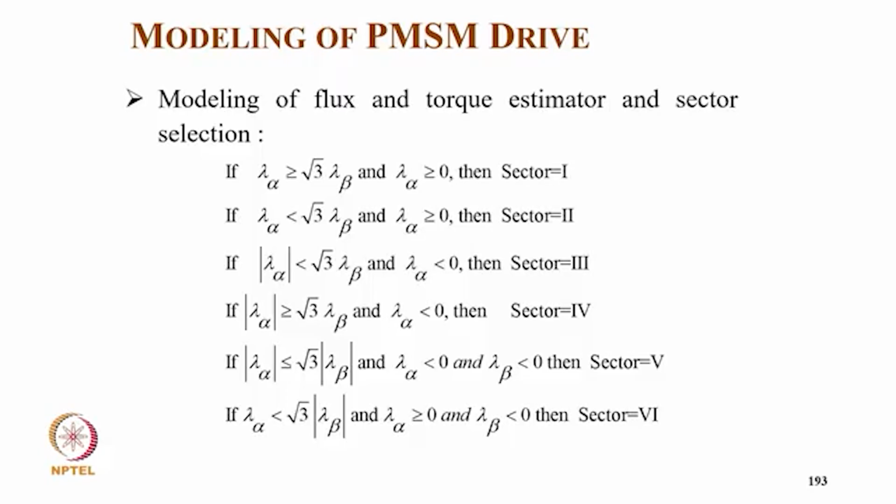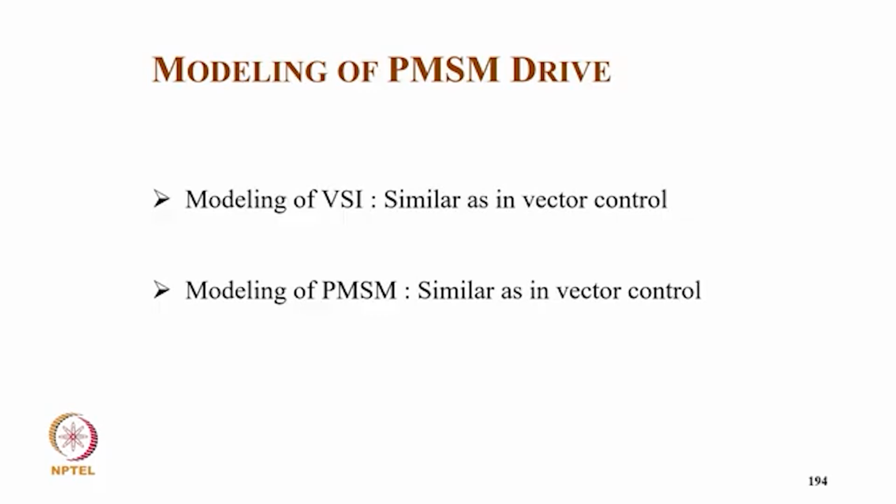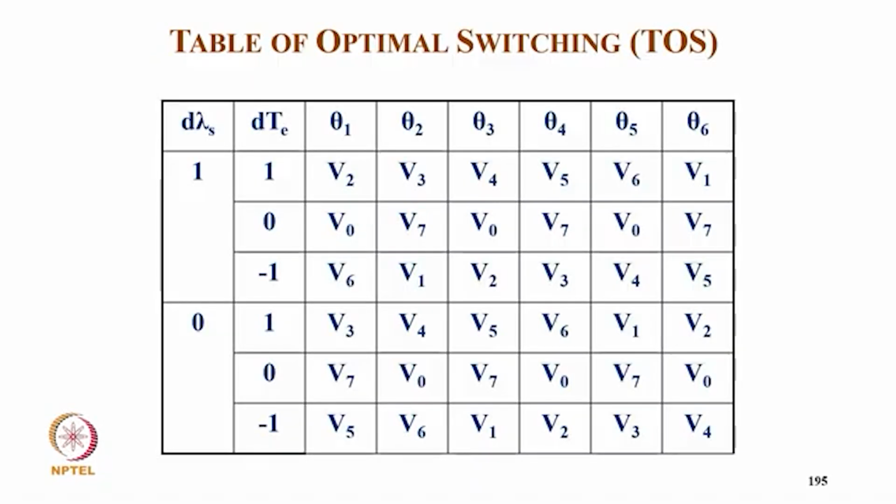Now coming to modeling of VSI, similar to vector control, and modeling of PMSM, similar to vector control. This is the table of optimal switching, as we call it. Here we have a 2-level flux error d lambda, which is 1 and 0, and a 3-level torque error dTe, that is typically 1, 0, minus 1. From this, according to the sector, theta 1, theta 2, these are the 6 sectors, we get the switching function, typically V0 to V7.